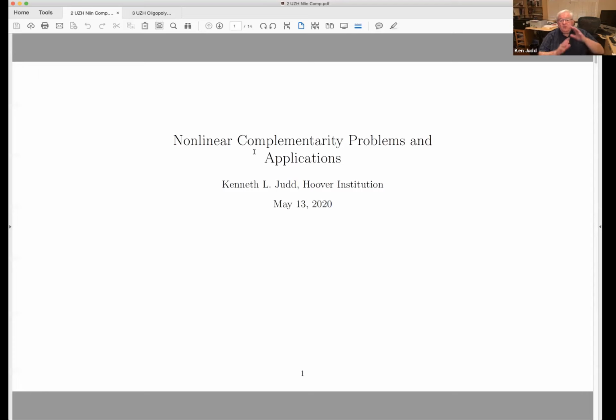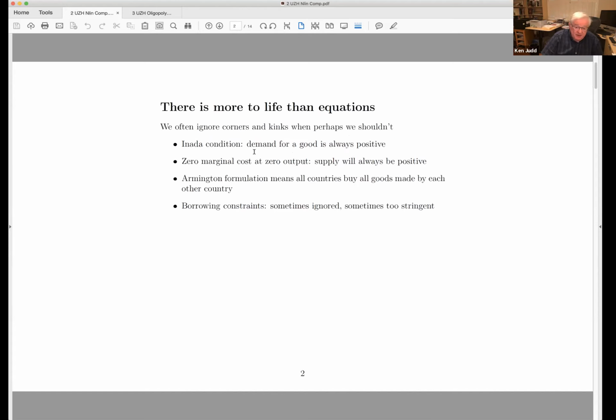Now we're going to digress a bit into talking about nonlinear complementarity problems and applications. I'm going to talk about very simple applications of nonlinear complementarity problems, then give you an example of using that to solve a simple static game, and then point you to some work I'm doing with Carl Schmetters and Michael Ferris on dynamic games.